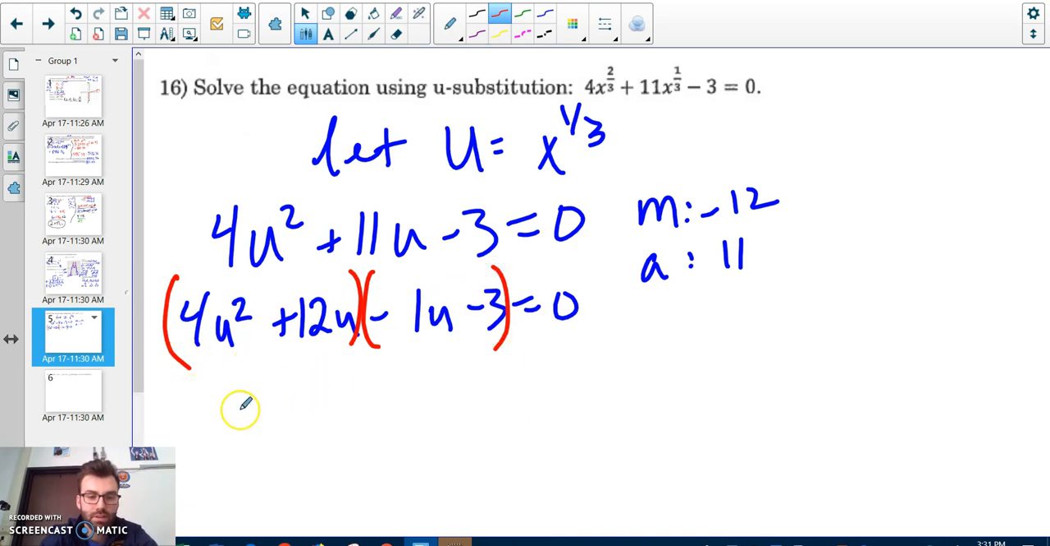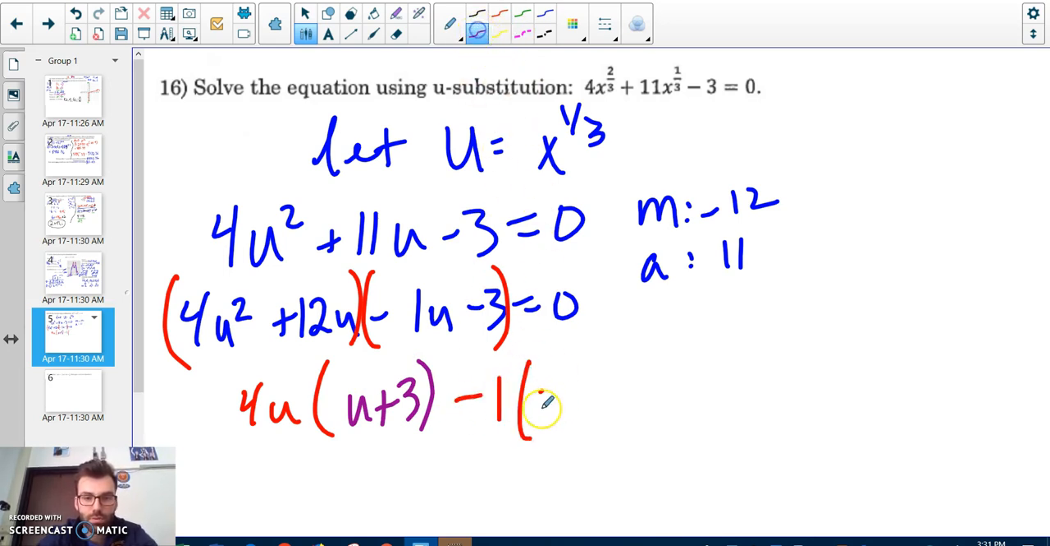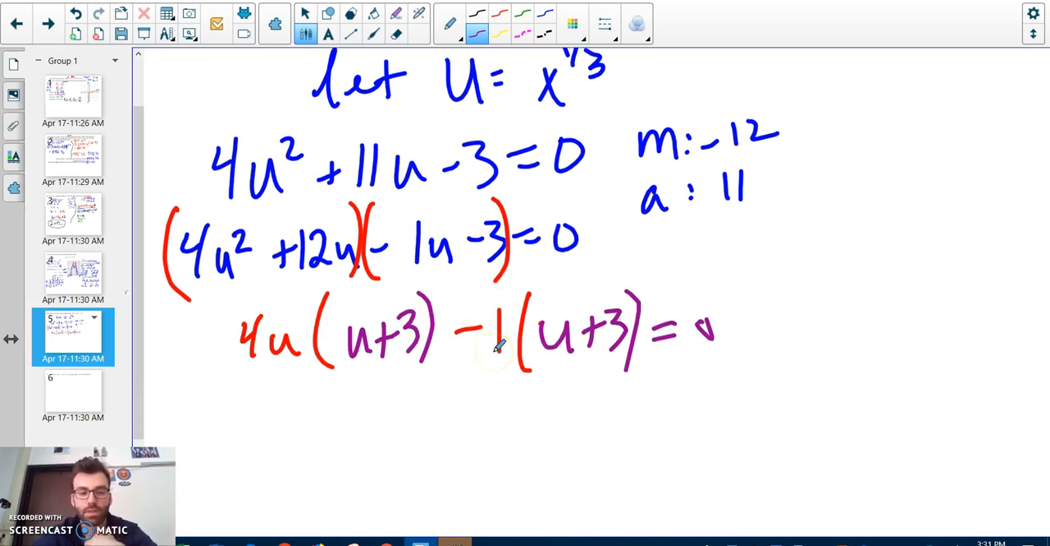Find the GCF here: 4U times U plus 3, minus 1 times U plus 3, equals 0. These are the same, so I win. So I want to rewrite this as a product of our factors. There we go, 4U minus 1 times U plus 3.